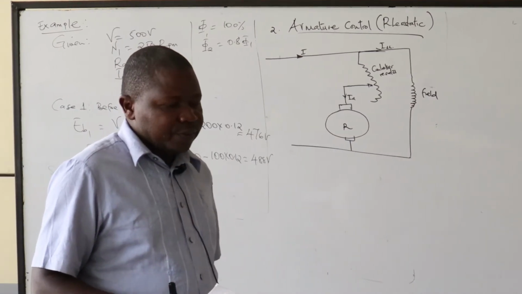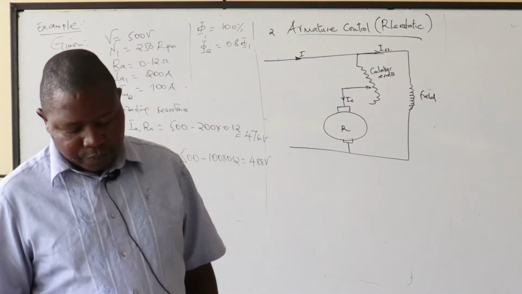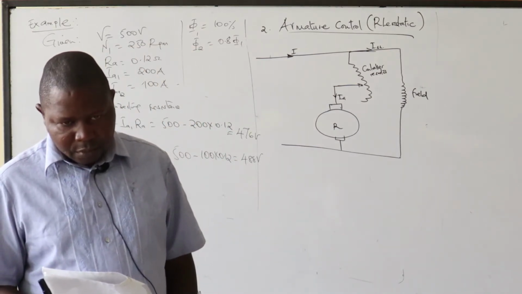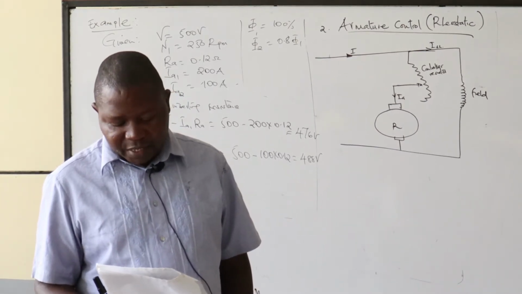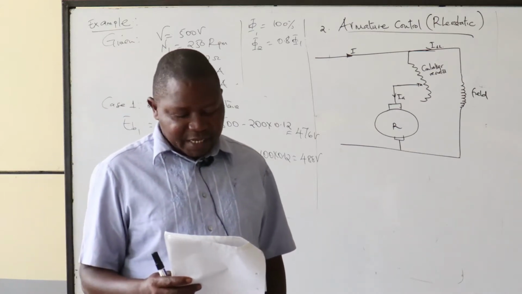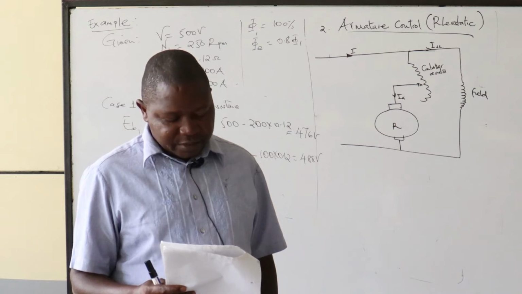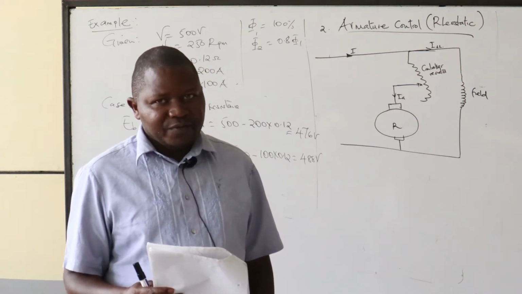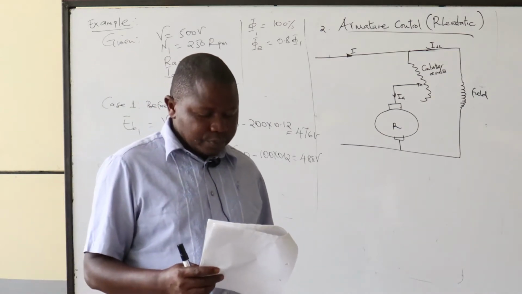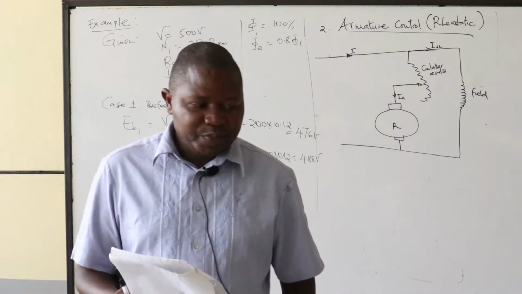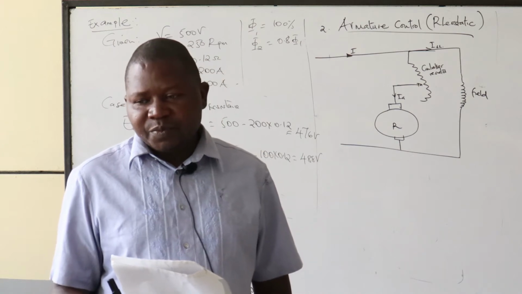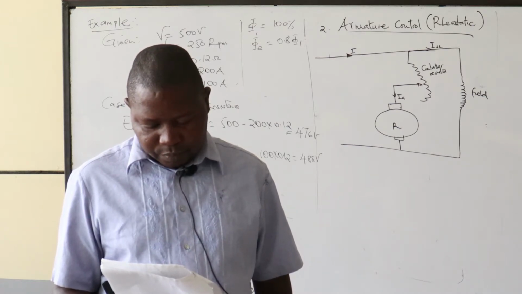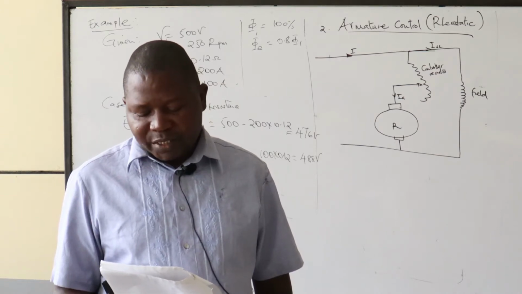A 200 volts DC shunt motor, running at 1000 RPM, takes an armature current of 17.5 amps, full stop. If it is required to reduce the speed to 600 RPM, what must be the value of the resistance?